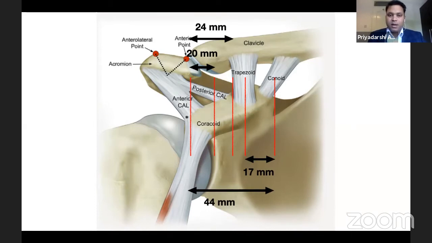So it's been recommended that at no cost should the coracoid osteotomy go into the trapezoid ligament, as that may destabilize the coracoacromial ligaments and the acromio-clavicular joint. So that's the maximum limit of the coracoid osteotomy.